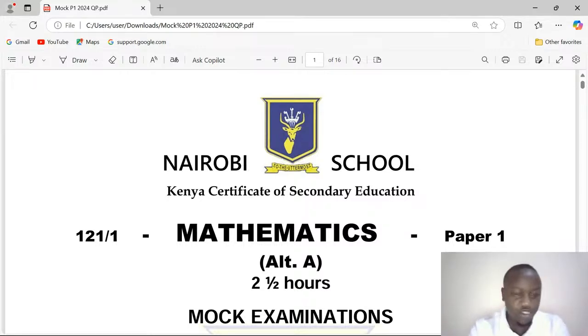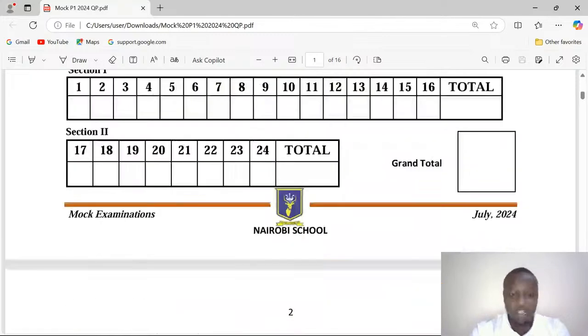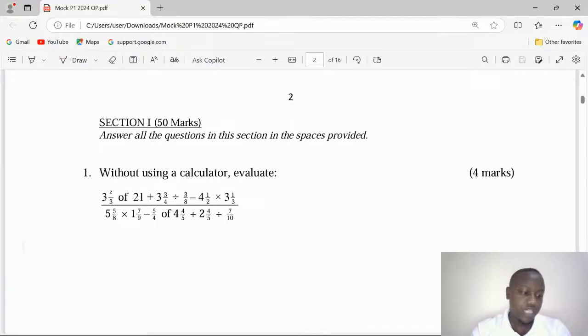So we can look at Section 2 now. It's a very good paper. You can even check Section 1 on our channel.